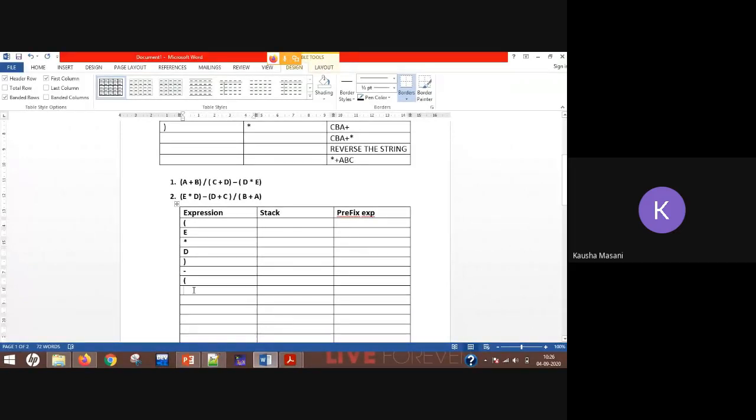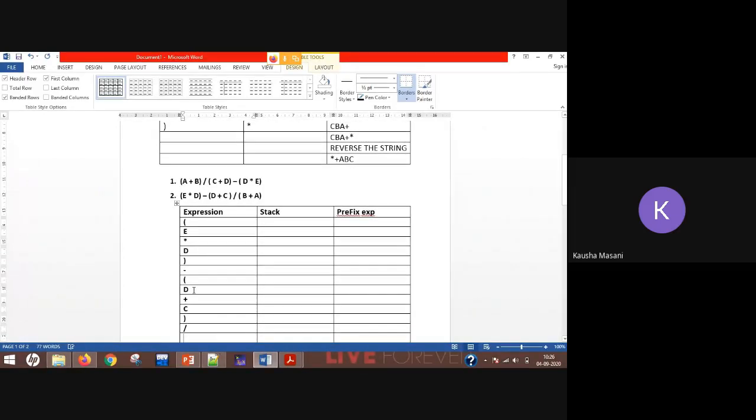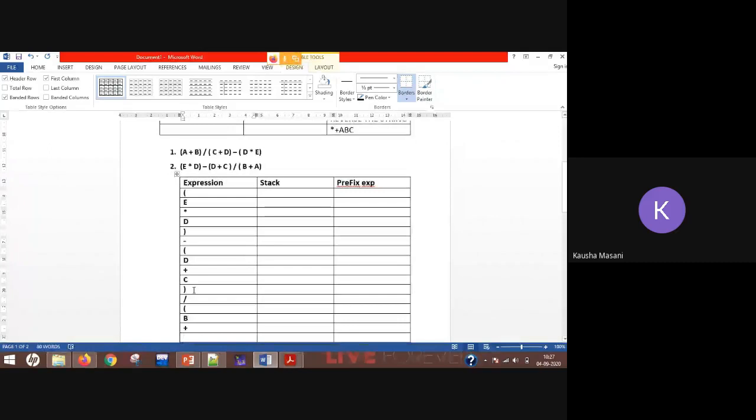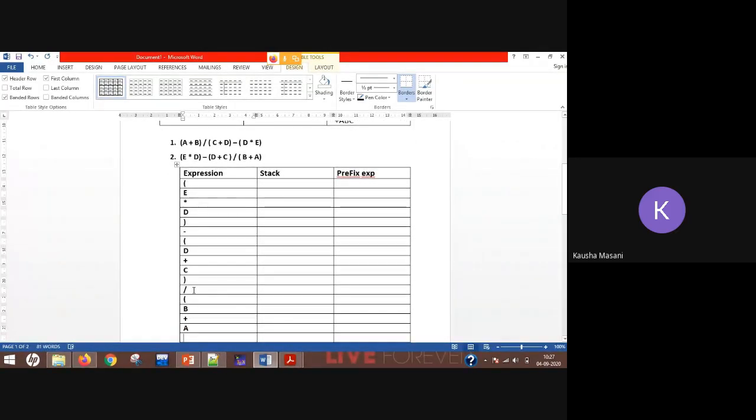Okay. So we were at D, then plus, then C, then again a bracket, then divide, again a bracket, B plus A and a bracket. Okay. Now as you are doing in your postfix, similarly. So bracket, E, bracket and a star, E remains as it is.